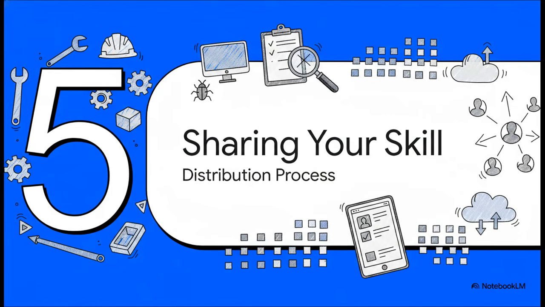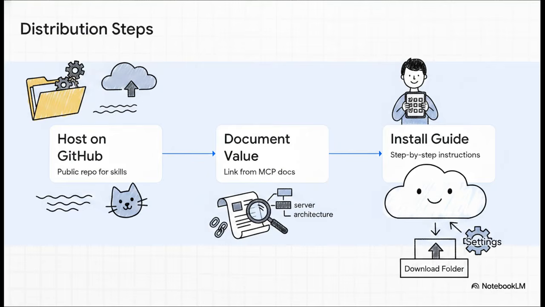Which brings us to our final section, Section 5, sharing your skill and the distribution process. Because skills are built on an open standard, getting them out there for maximum community adoption is really straightforward. Right now, the best path is a simple 3-step process. First, host your skill folder on a public GitHub repository. Second, if you have an MCP server, make sure to link to your skill in your MCP documentation so users know they go together. And third, provide a dead simple installation guide showing users exactly how to download the folder and pop it into their cloud settings.